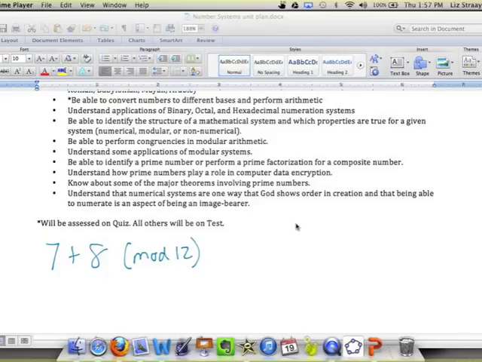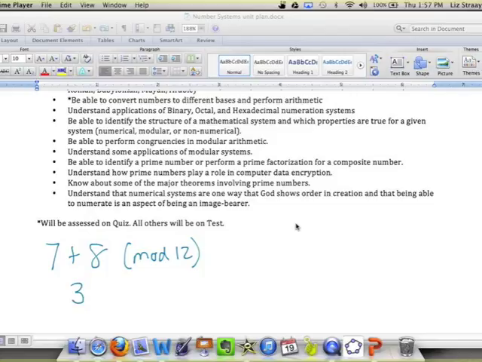There's two ways to do it. One way is to just do the arithmetic and then do the congruence by dividing and finding a remainder. Or if we're in mod 12, we can just think about a clock. If it's 7 o'clock, what time is it 8 hours later? That gets us to our answer of 3.